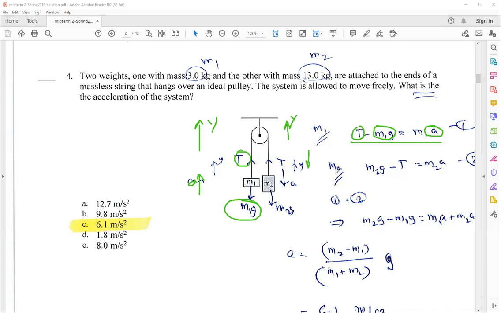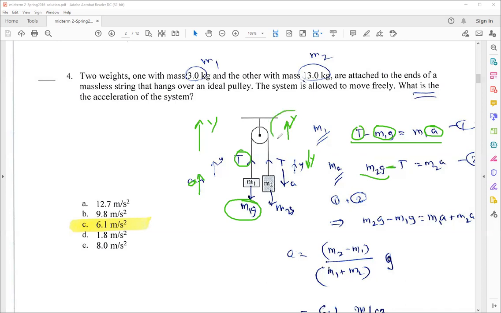Now, in which case, if we choose the positive y to be pointing downward for mass number 2, it's the same thing. We'll end up with exactly the same thing. Okay, so if I choose positive y pointing downward for mass number 2, the weight now will be positive, tension will be negative. Okay, again, you don't have to.